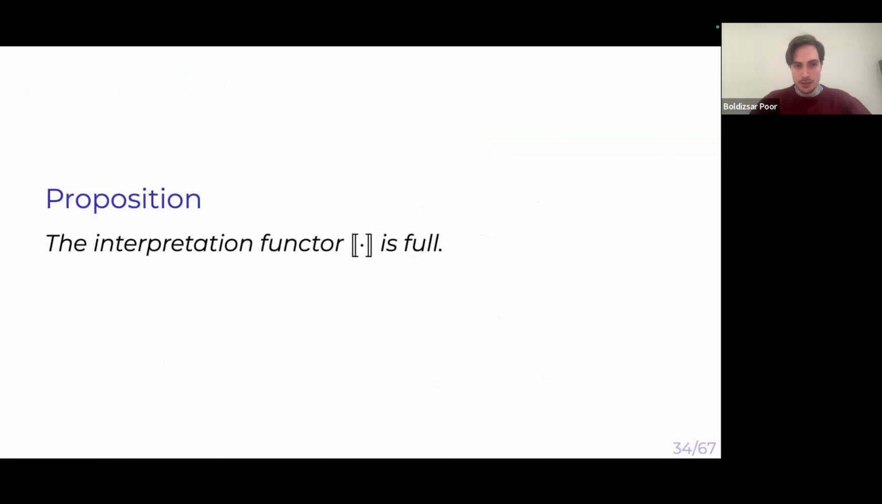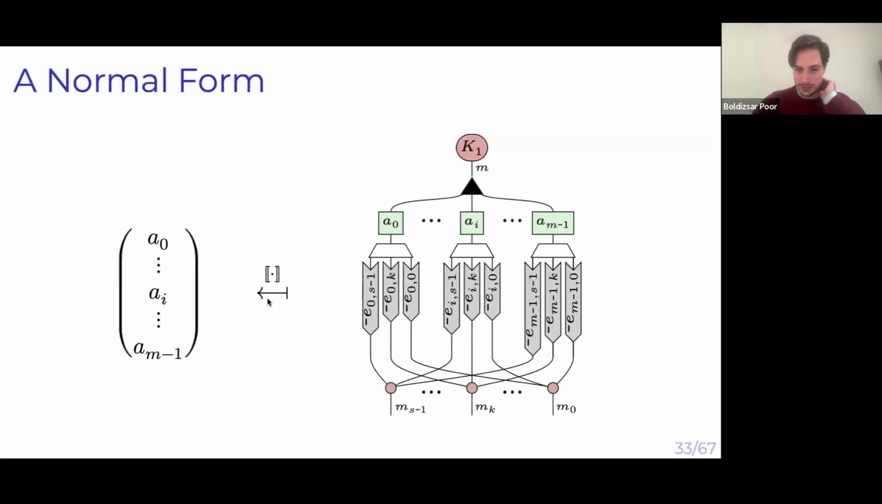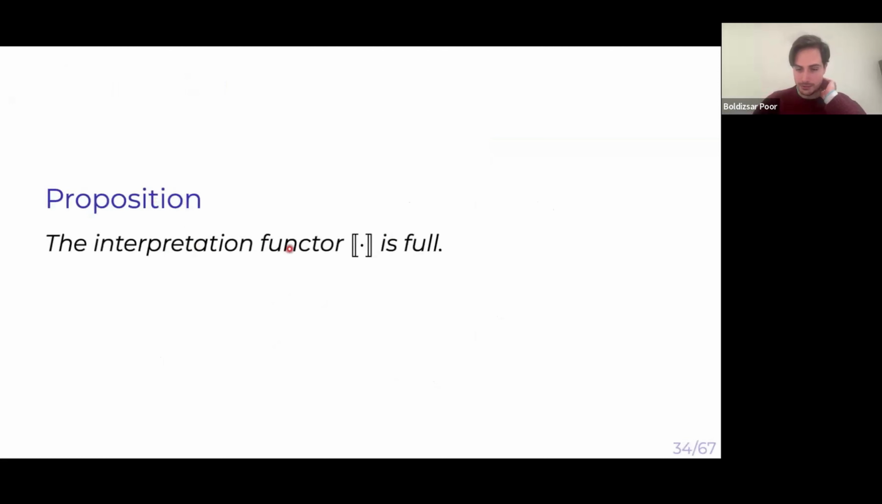Okay. So the consequence of having a normal form is that our interpretation functor is full. So this is something I'm just remarking here because of something else we will see later on. So just remember, because of this normal form, the interpretation functor is full because we can have a diagram that interprets any vector in finite dimensional Hilbert spaces.